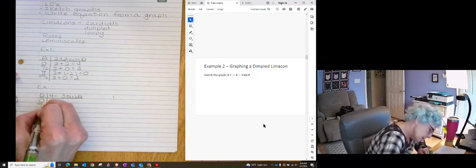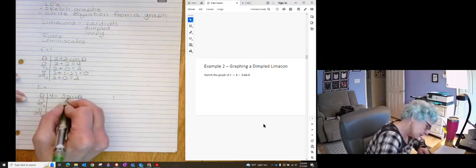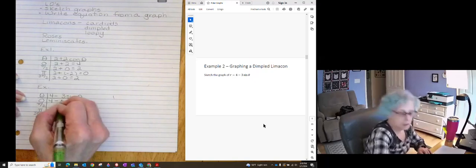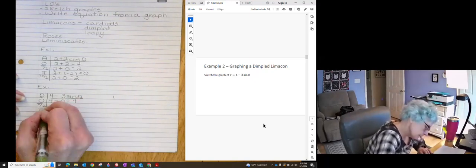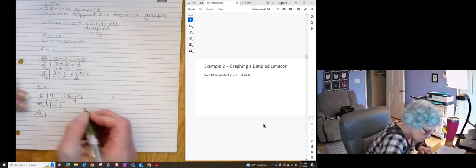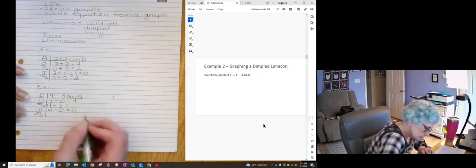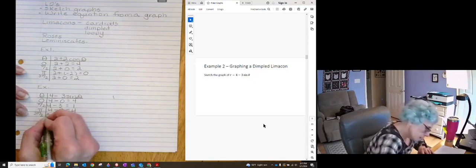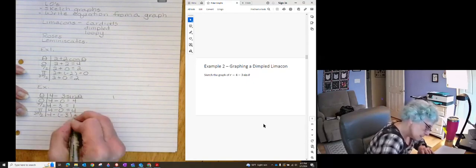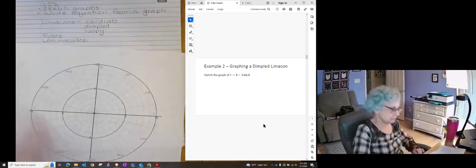0, pi over 2, pi, 3 pi over 2. I plug in 0. I get 4 minus 3 sine of 0, which is 0, so 4. Sine of pi over 2 is 1, so 1. Sine of pi is 0, so 4. Sine of 3 pi over 2 is minus 1, so 4 minus negative 3 is 7. So I'll plot those points.